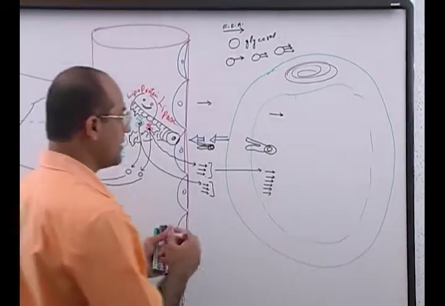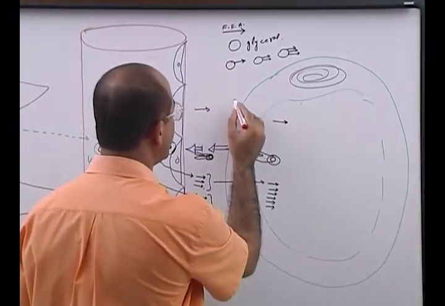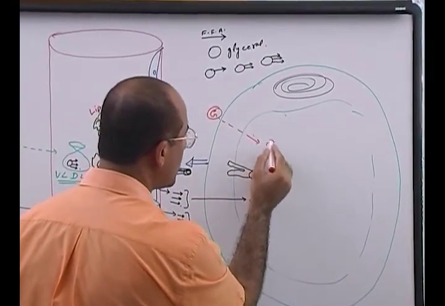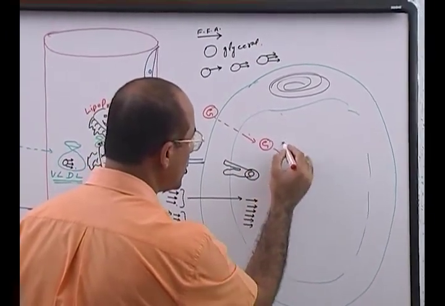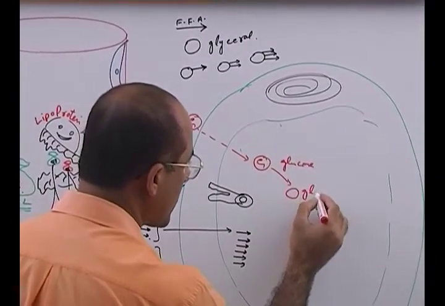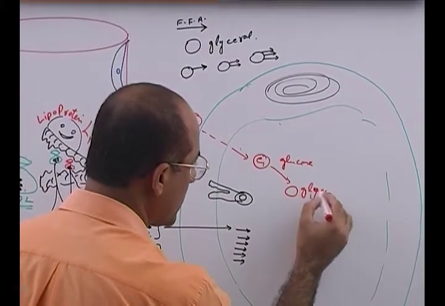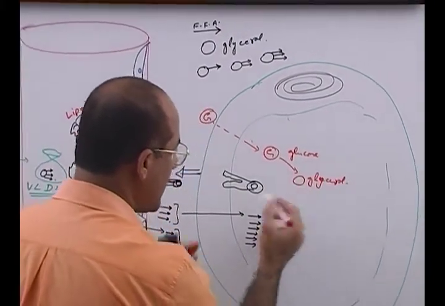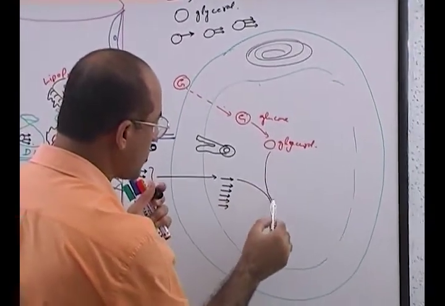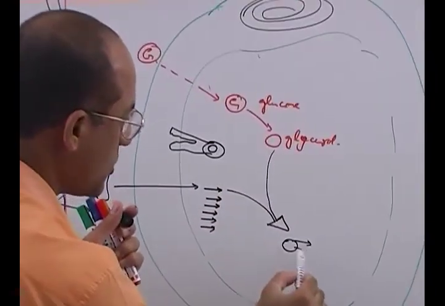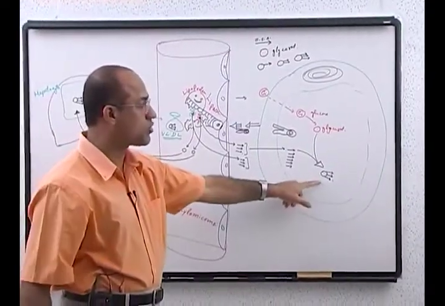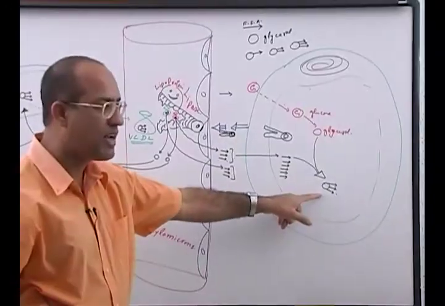Now, how will it synthesize the glycerol? These cells can get glucose in. When glucose comes in, they convert the glucose into glycerol. And then there are enzymes which will take the fatty acids and glycerol together and produce triglyceride. Now you know how they store the energy. They store the energy in the form of triglycerides.